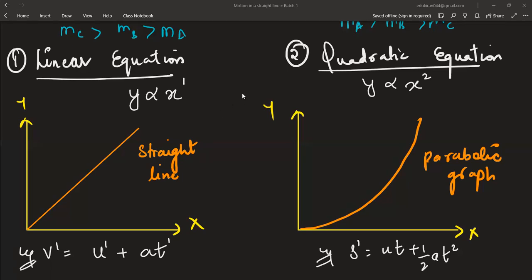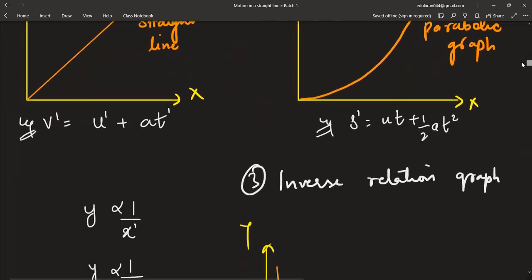Secondly, we have the quadratic equation. Quadratic equations are those equations which have y directly proportional to x square. Those are your quadratic equations. One example that could be said from our uniformly accelerated motion equations is s is equal to ut plus half at square, right? Where we cannot use v square minus u square because there v square is there. Here we require the power of y as 1. X has to be 2, but y has to be 1.